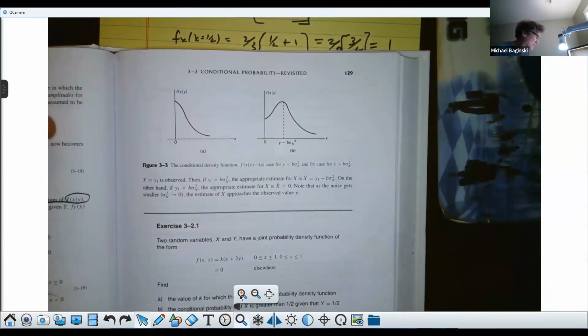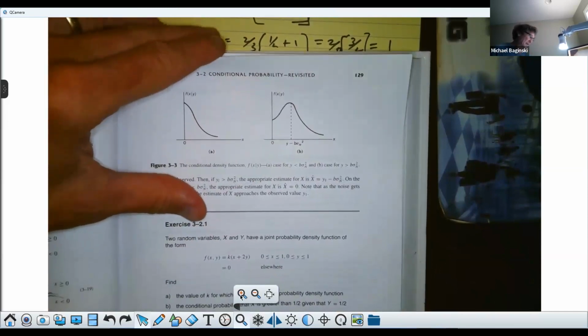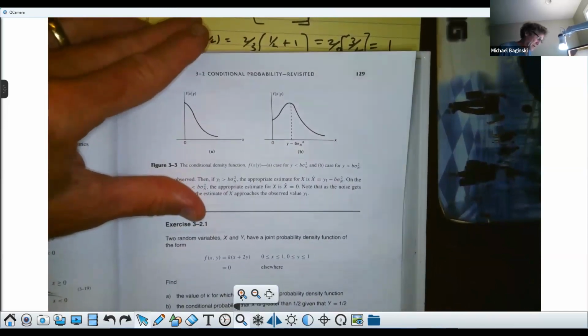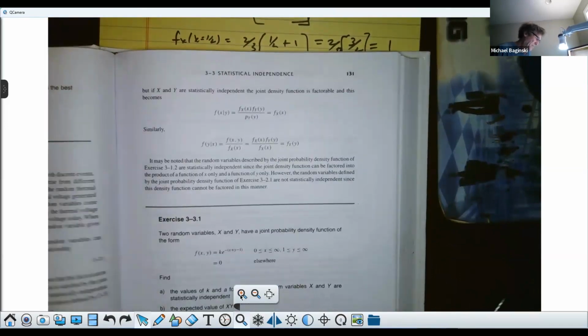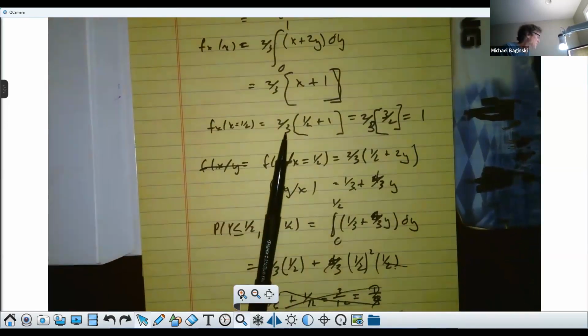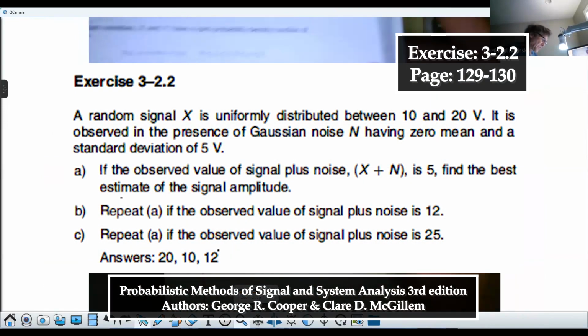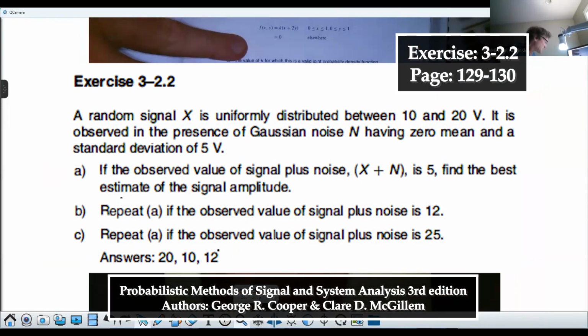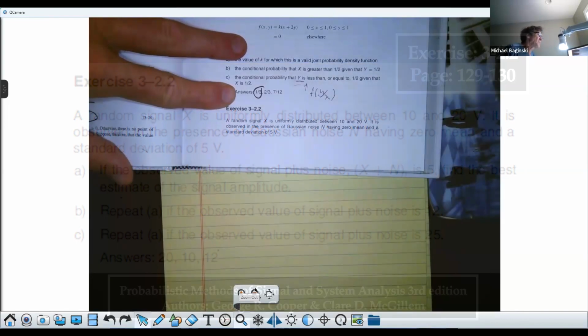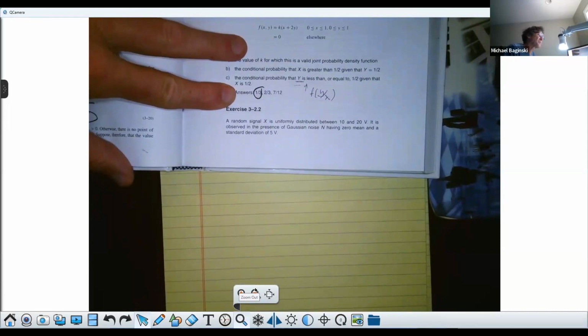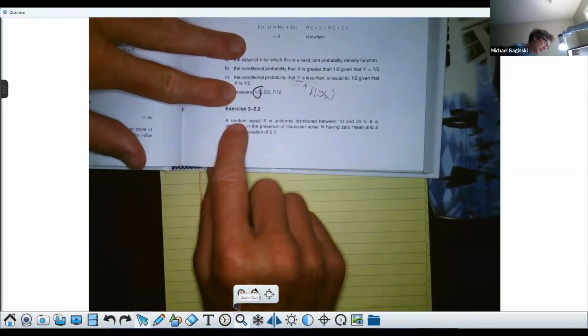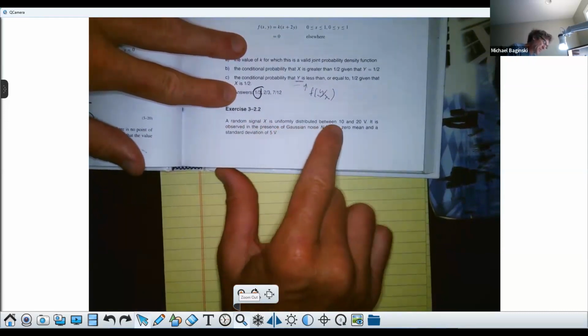Now, I'm going to try to make sense of this before we leave today. I want to just discuss the next exercise and try to explain why certain things occur if I can. So the next exercise, and I'm going to unzoom it for this one, is problem 3-2.2. This is a good problem. Mathematically, I'm not going to stress you with crazy integrations, but a random signal x is uniformly distributed between 10 and 20.